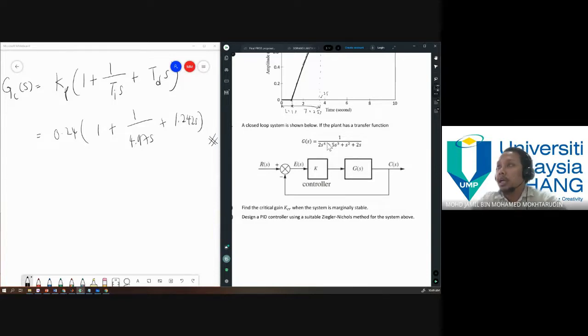Maybe it will give you a system, maybe a gearing system, a translational mechanics system or a damper system, so that you find the transfer function G(s) first. After you find G(s), then you can find the Kcr value and Pcr value, and finally find the controller transfer function. So this example only shows you how to find Kcr and Pcr.